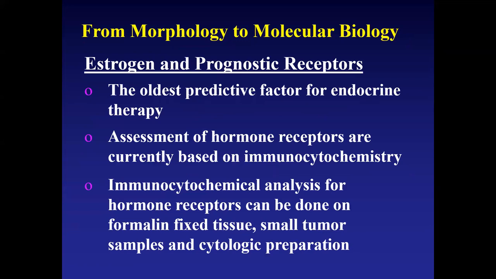Now, let's focus on estrogen and progesterone receptors. These are the oldest predictive factors for endocrine therapy. Assessment of hormone receptors is currently based on immunocytochemistry. Immunocytochemical analysis for hormone receptors can be done on formalin-fixed tissue, small tumor samples, and cytologic preparations.